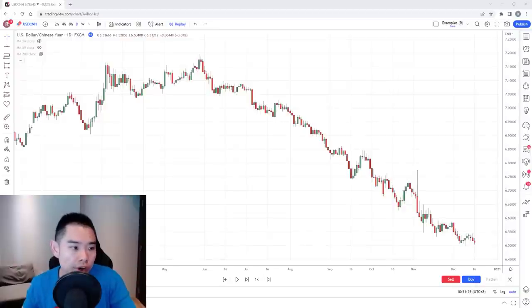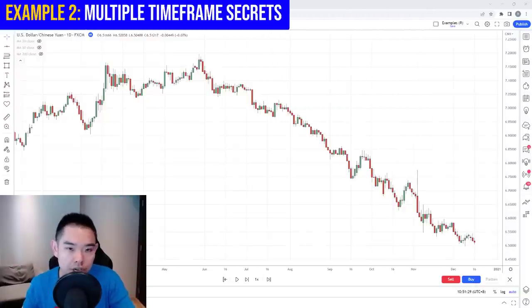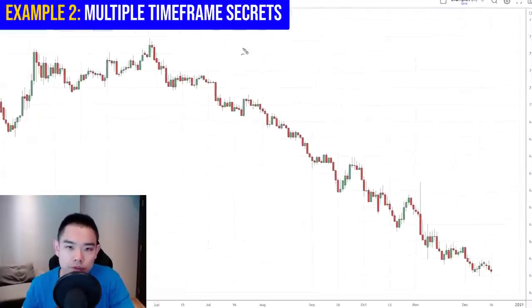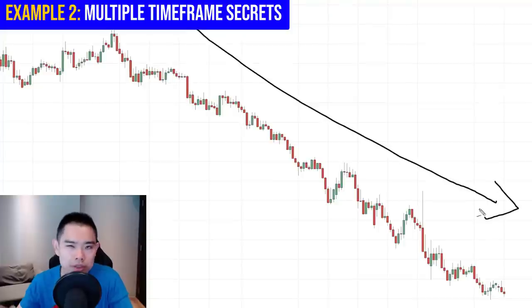Now let's move on. This is the chart of the dollar against the Chinese yuan, and have a look at this trend over here. The overall market is in a downtrend. Now let me ask you, what type of trend do you think this is? A strong trend, a healthy trend or a weak trend? 3 seconds. 1, 2, 3.